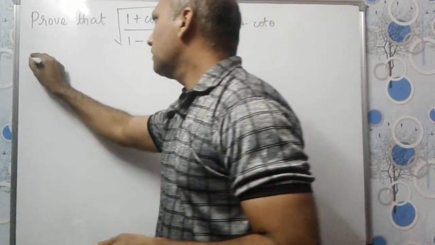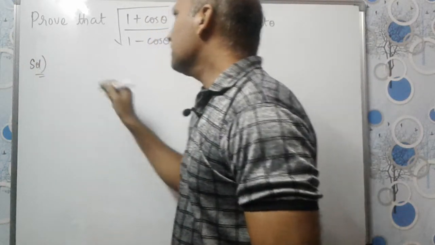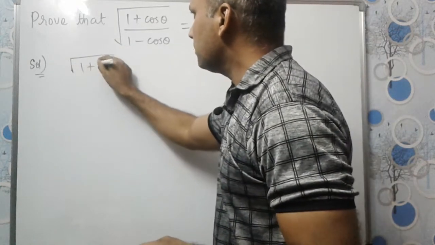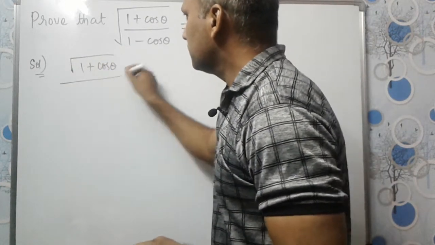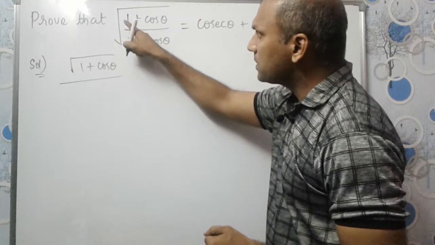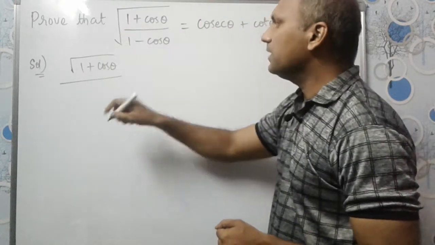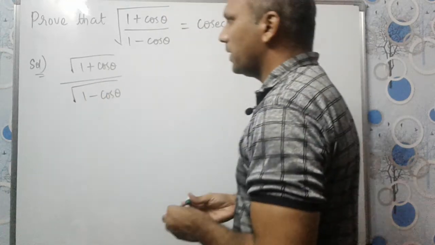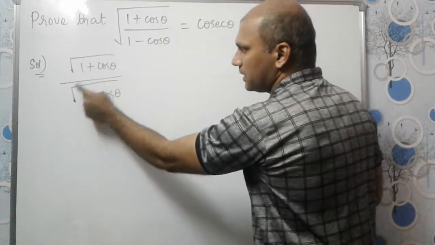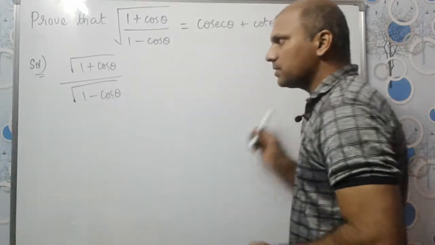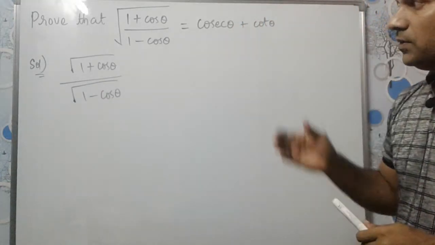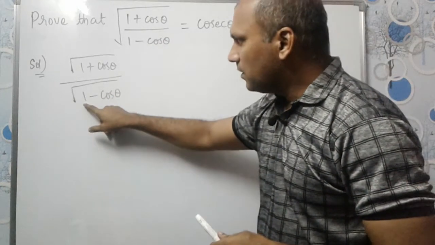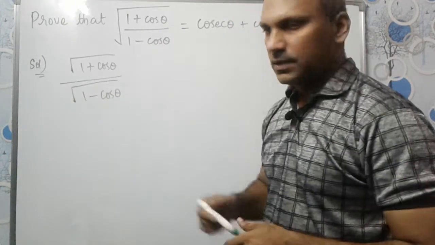Now observe this carefully. We can write it as 1 plus cos theta under the square root for the numerator, and the square root for the denominator as well. So we are writing it separately like this: square root of 1 plus cos theta divided by square root of 1 minus cos theta. We need to rationalize this. What is the rationalizing factor? Root of 1 plus cos theta.